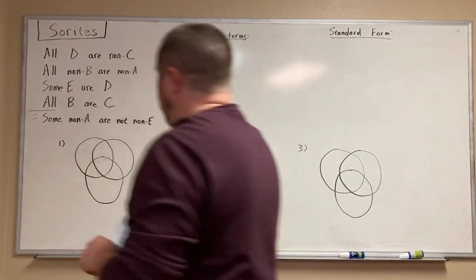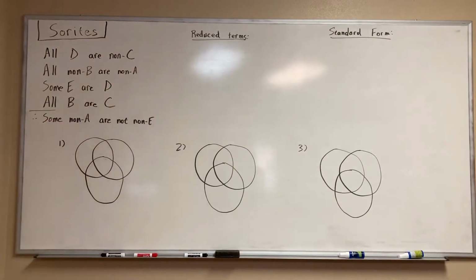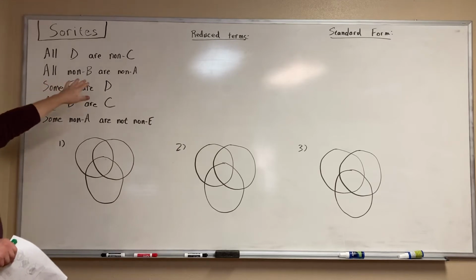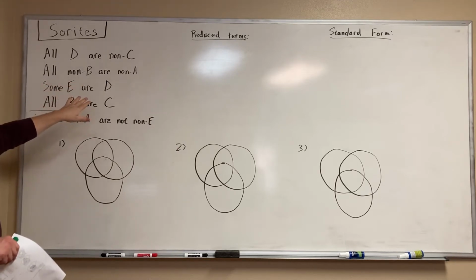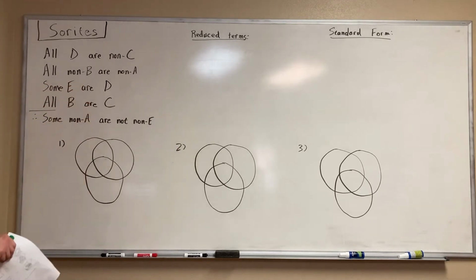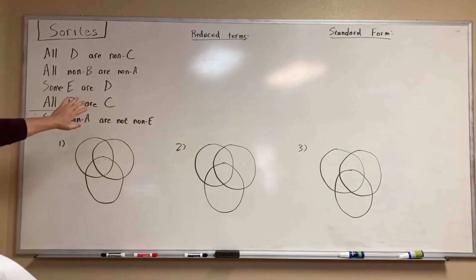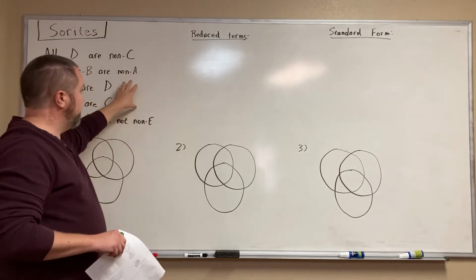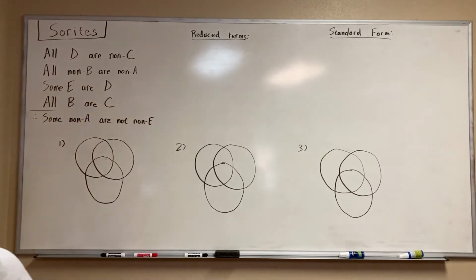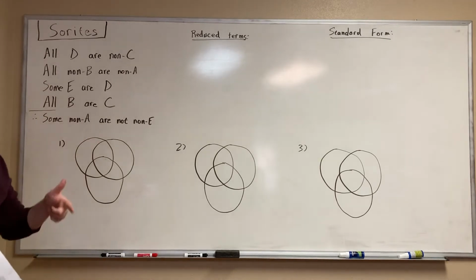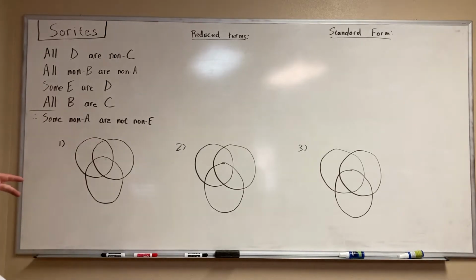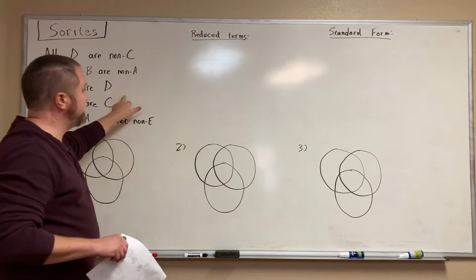Today I'm going to go over a new kind of Sorites problem. So we have the Sorites set up here, but you'll notice that we've got some complements. So we need to reduce the terms. So we've got an extra step here where we're going to have to use the immediate inferences, conversion, contraposition, obversion in order to reduce these terms.